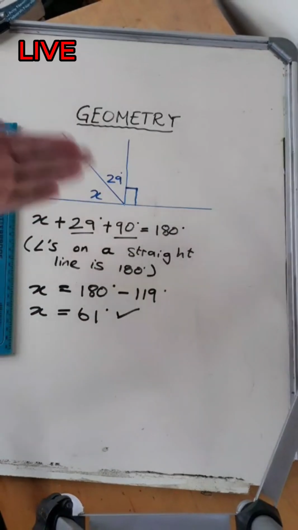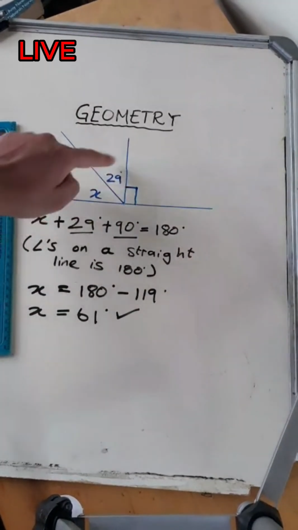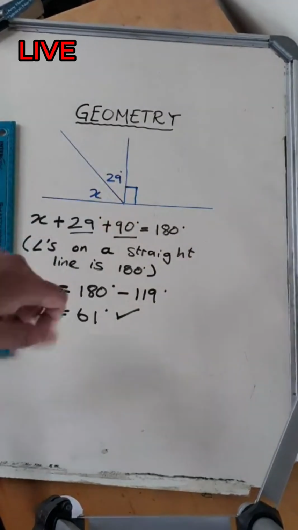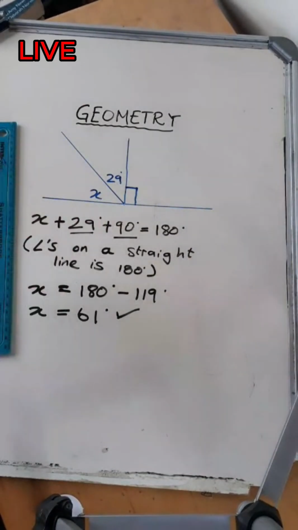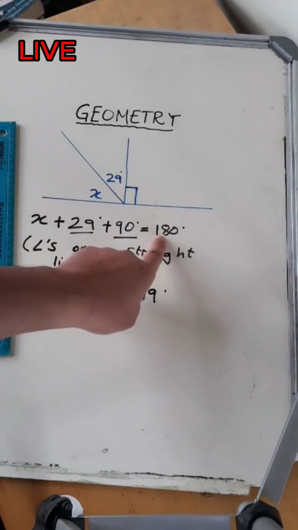So first thing, obviously, that you need to know is all the angles on a straight line. If you add them, it should be equal to 180 degrees, according to the theorem. So here we have x plus the 29 plus the 90, we get 180 degrees.